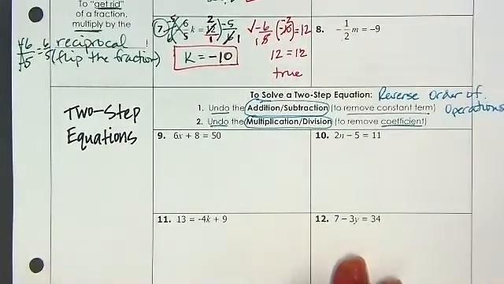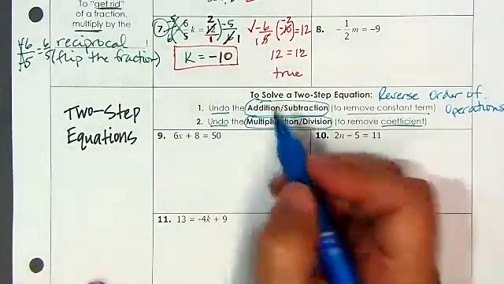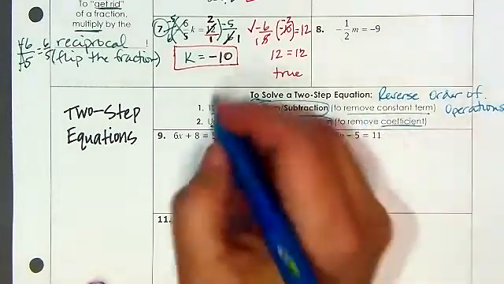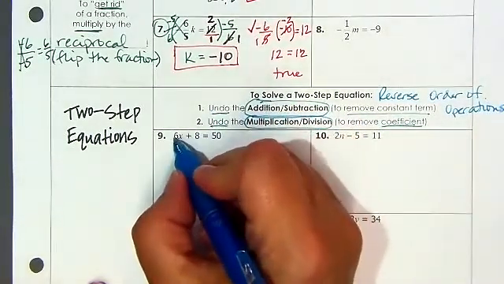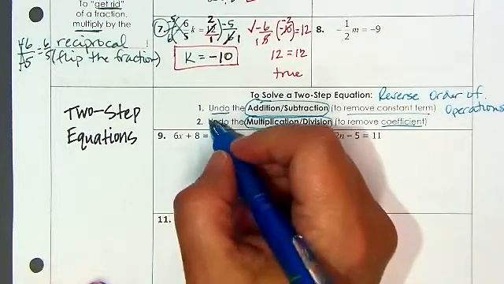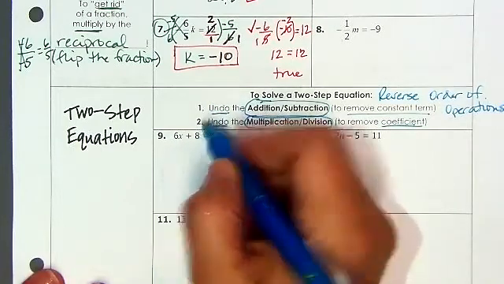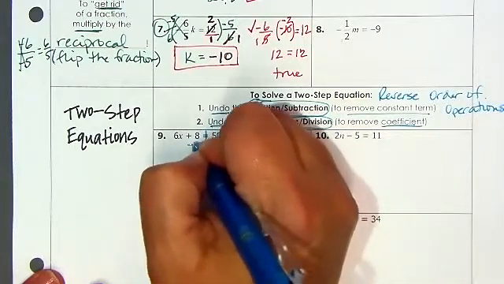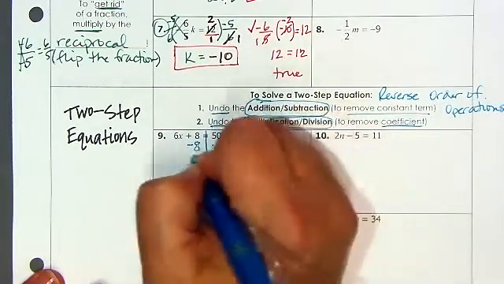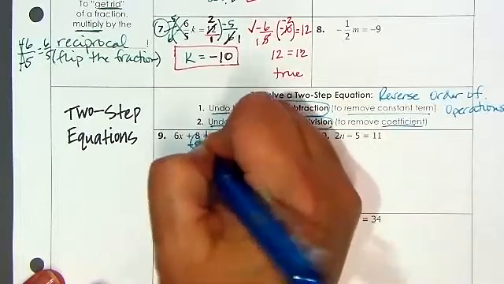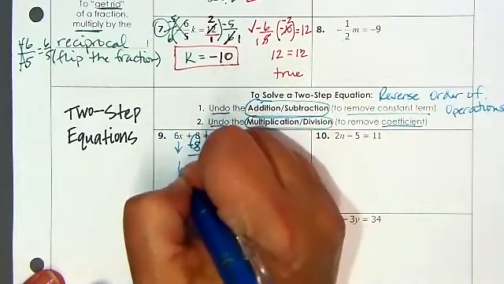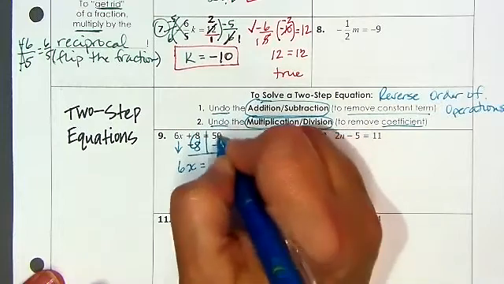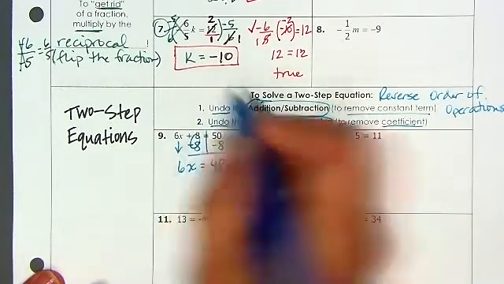All right, so if I'm looking at number 9, I think of it as unwrapping the present. Sometimes the X is the present, the 6 is the box, the 8 is the wrapping paper. So I've got to get rid of the wrapping paper first. So this is adding 8, so I'm going to subtract 8 from both sides. This zeroes out, cancels, bring this down. Yes, you have to show all of these steps.